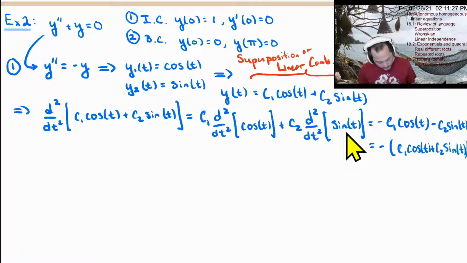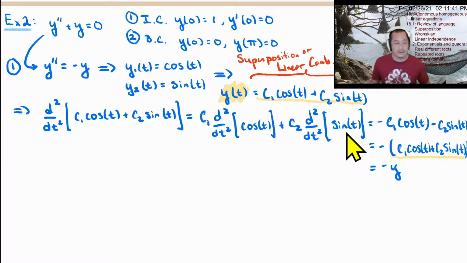But what is c1 cos t plus c2 sine t? Well, that is just what I had written down before, and that's exactly why. And so, what is this equal to? This is equal to negative y. And so what have we shown? We've shown that the second derivative of y is equal to the negative of y, only we've shown it on the superposition.